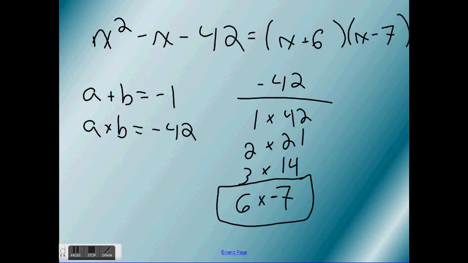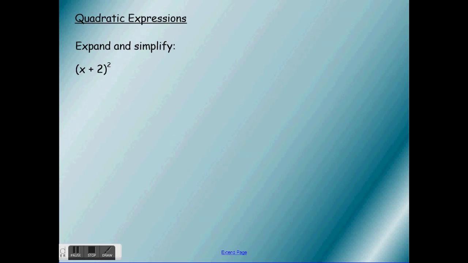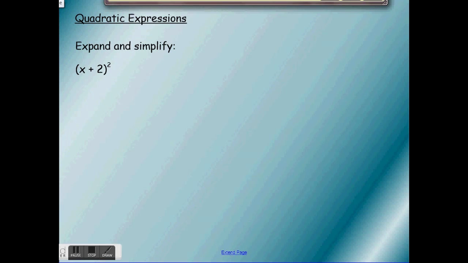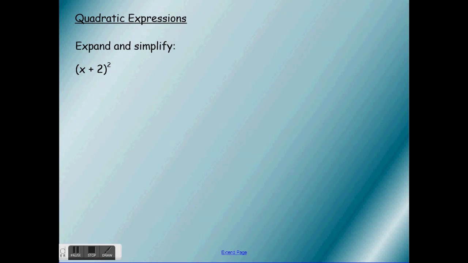Let's try another example. Which is not going to work. Oh, where'd my other example go? I think she showed me this last time. There we go.